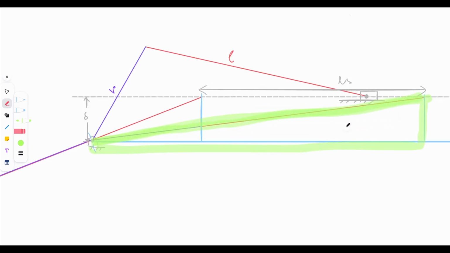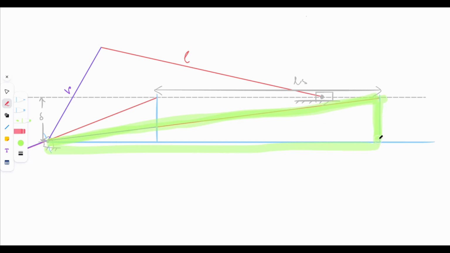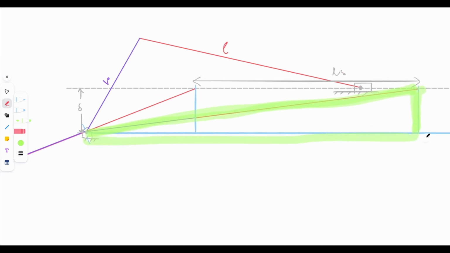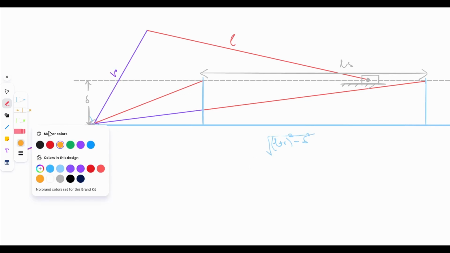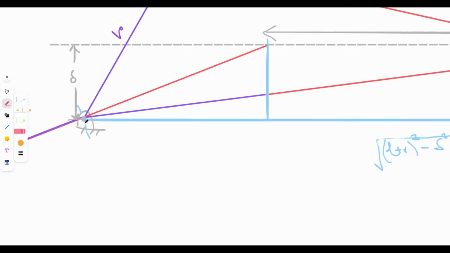So the length is L plus R. This length is delta. So we can easily find this third length by the help of Pythagoras theorem. And the value of that third length will be the square root of (L plus R) squared minus delta squared, and we'll have to take the square root of the entire thing. Now let's say we do this with orange. What about this little length over here? Well, we can do this in a similar manner, right?